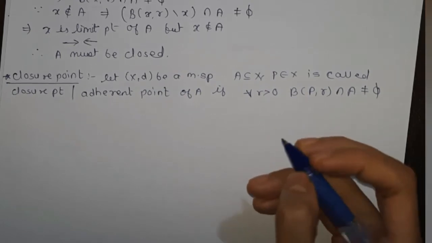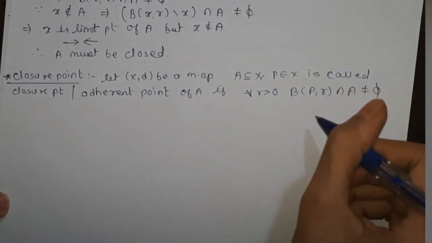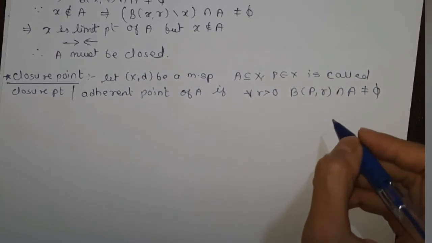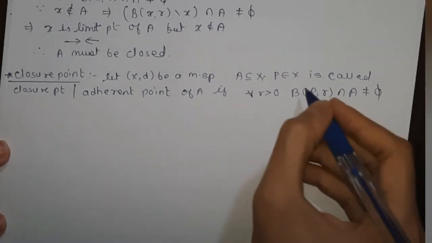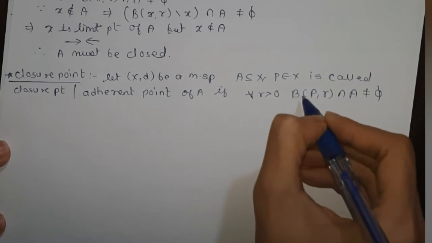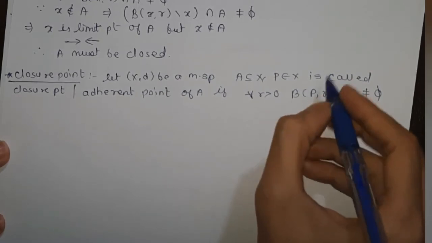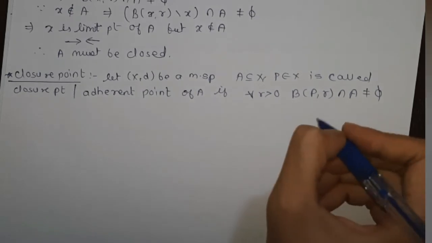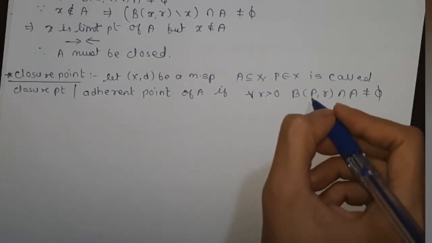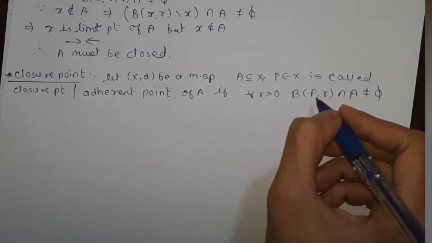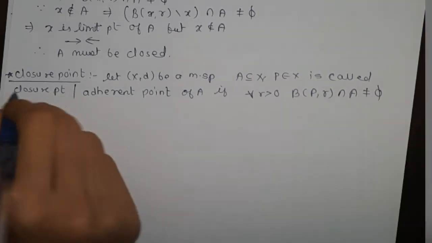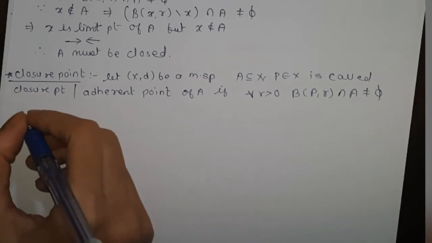Now if you see, this definition is similar to limit point, but in a limit point we have the deleted neighborhood B star, which means we remove this p, but here we are not removing p. This is the difference between a closure point and a limit point. So this is the closure point definition.